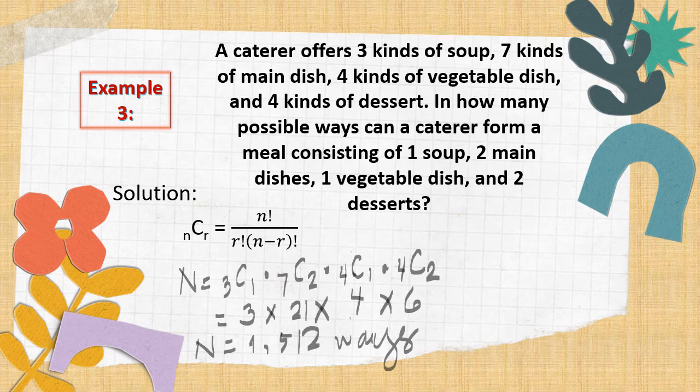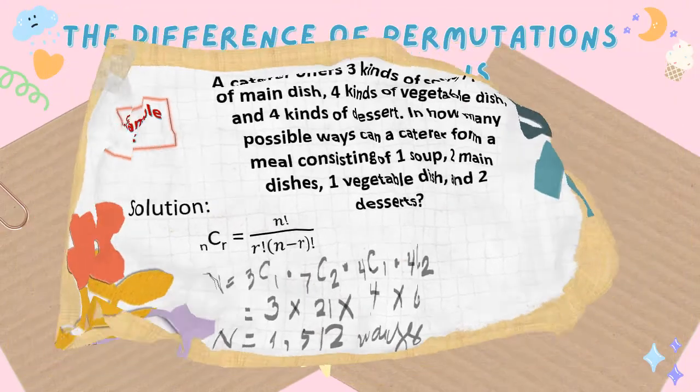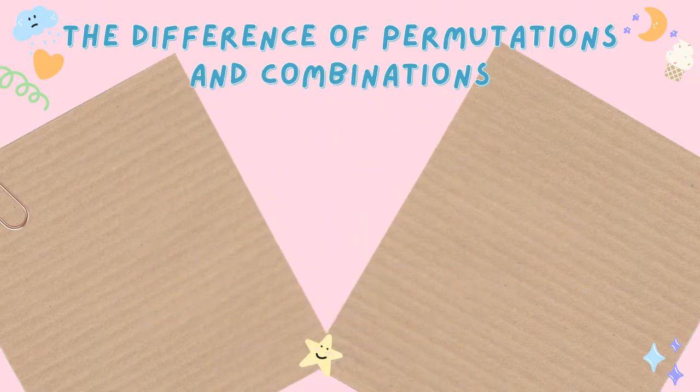Ayan. Therefore, the caterer can arrange this in 1,512 ways. I hope naintindihan nyo na ngayon ang combination. Now, let's proceed naman with the difference of permutations and combinations. The difference of permutations and combinations.